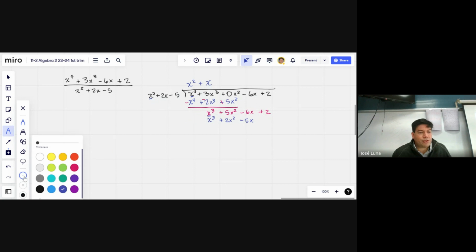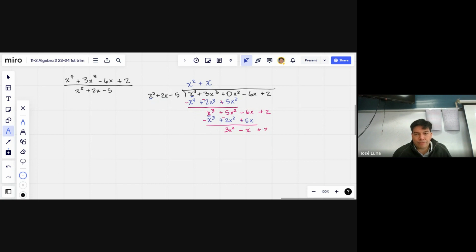And then we need to subtract, which we've done before. We're going to change all the signs. This one to a negative, this one to a negative, this one to a positive, and we're going to add. The first one cancels. 5x squared plus negative 2x squared happens to be 3x squared, that's right. And negative 6x plus 5x is negative 1x. And I'm going to bring down the 2.